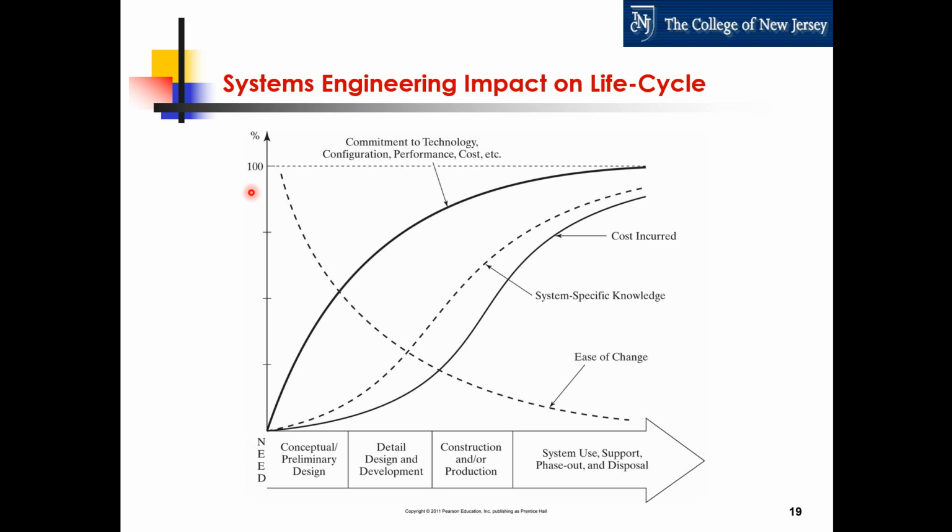Also, of course, this curve here that says the commitment to technology and things like that, configuration, performance, cost, etc., is low at the beginning and then basically is very high. This curve is essentially just the inverse of the curve here of ease of change. So it's easy to change because you have not committed anything. So that should make sense.